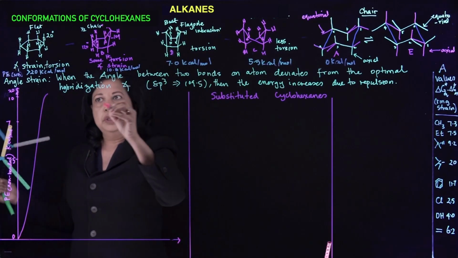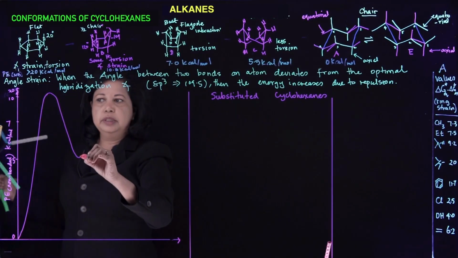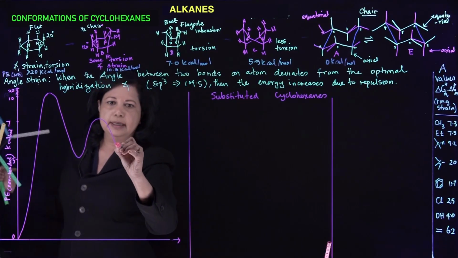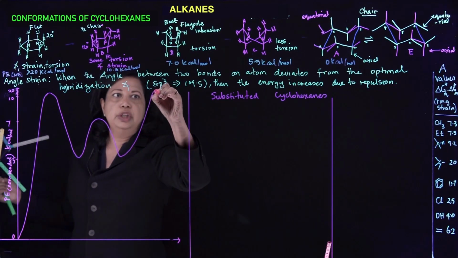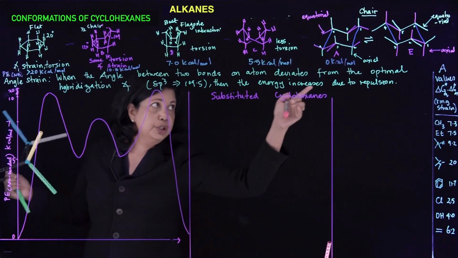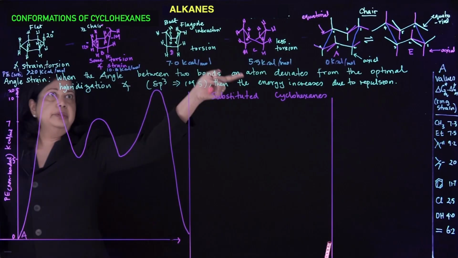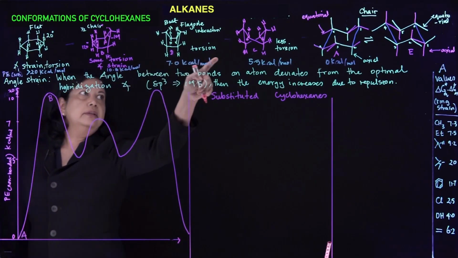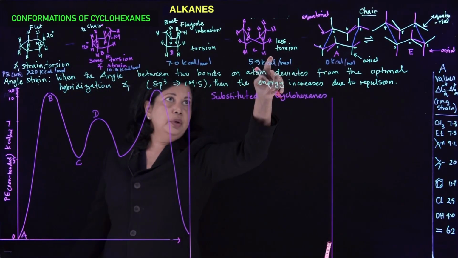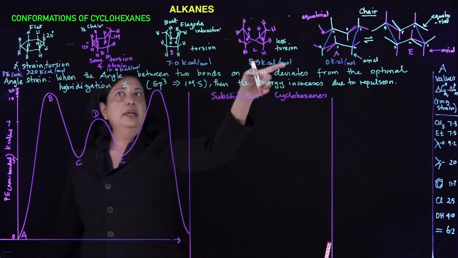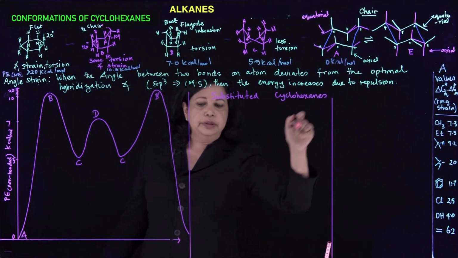Then it goes to a twist boat, about a 5.5. Then it goes to a boat, about a 7, then it goes back again to a twist boat, then it goes to the next half chair, and it goes to the other chair. Okay, so let me label this. Start with A, then you go to B, then you go to C, and here's your boat D, and again you go back to your C, and then you go back to the other B. I'll put B prime, and then you would go to your E.